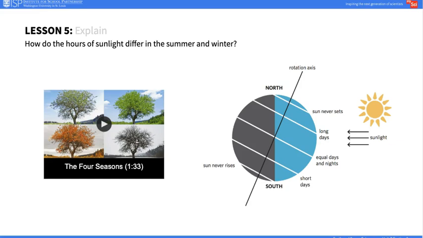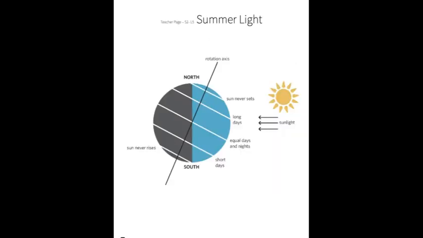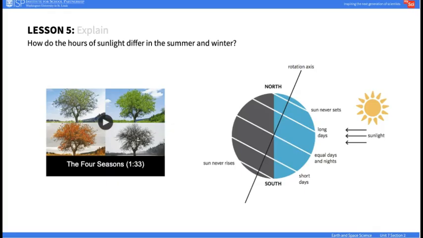After this demonstration, show the diagram Summer Light on Teacher page 21. Explain to students that the Earth is tilted on its axis just like the picture shows. When the northern hemisphere is tilted toward the sun, we have summer. Then show the 4 seasons video.